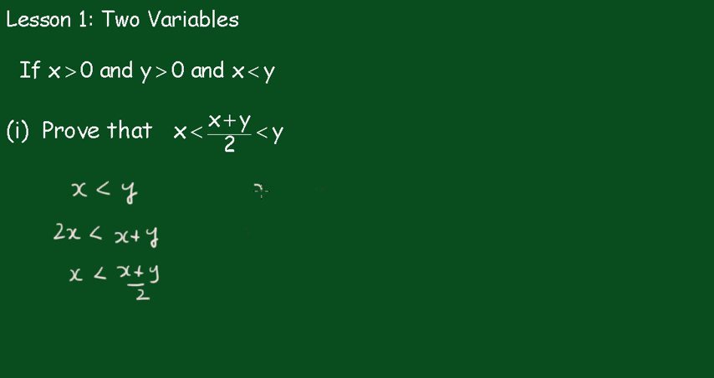Now we know that x is less than y, but this time I'll add y to both sides of the inequality and I get x plus y is less than 2y, and then divide both sides by 2 and we get (x plus y) on 2 is less than y. Now if (x plus y) on 2 is greater than x and (x plus y) on 2 is less than y, then (x plus y) on 2 must lie between these two.